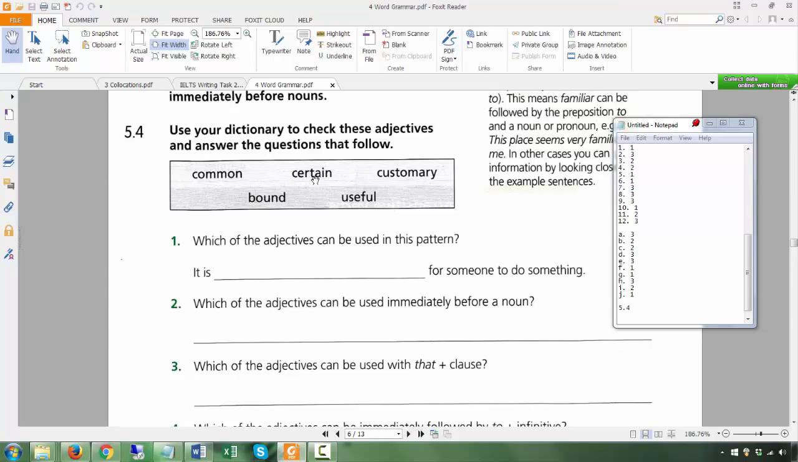And now it could be more than one, not just one alone. Okay, if you go to Longman or Macmillan, you will find out that of these words, three of them can be used: useful, customary. Okay, only these three. You can't say it is bound for someone. You can't say it is certain.